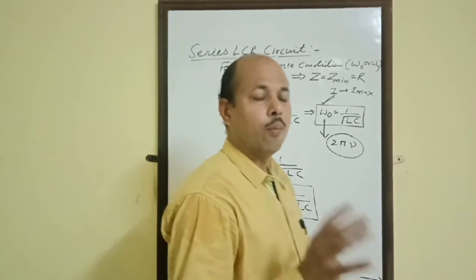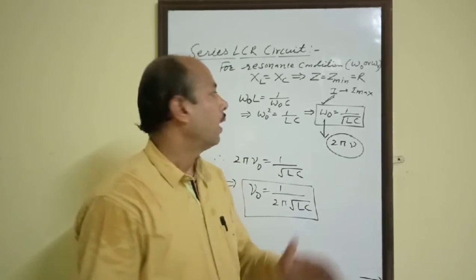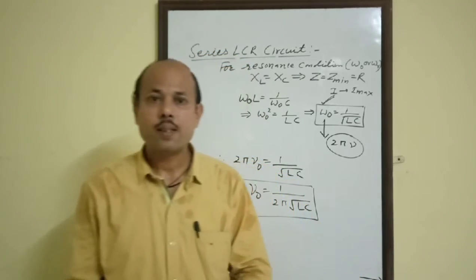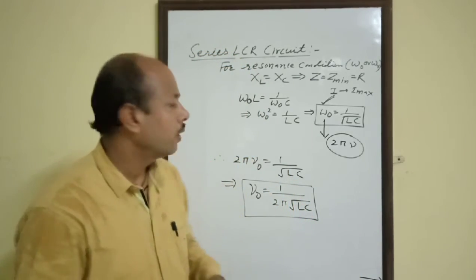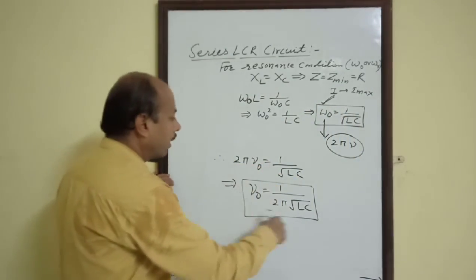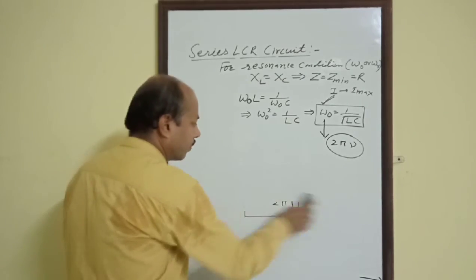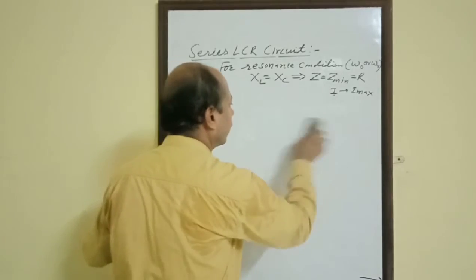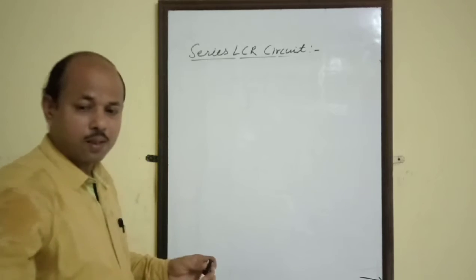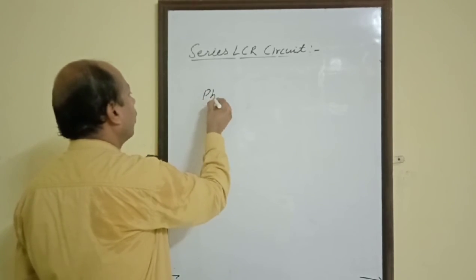In this topic, we have discussed what is the impedance of series LCR circuit, and the answer is Z equals root over R square plus XL minus XC whole square. Then we have calculated resonant angular frequency and finally resonant frequency. And now, from the phasor diagram, the last topic of this series LCR circuit is the phase difference between voltage and current.